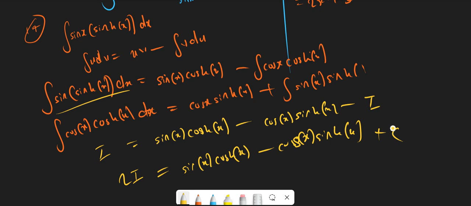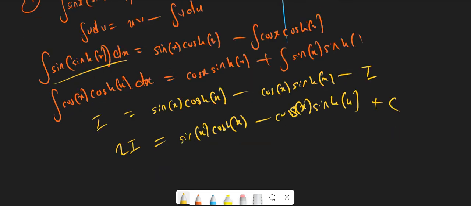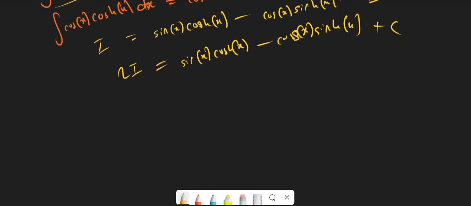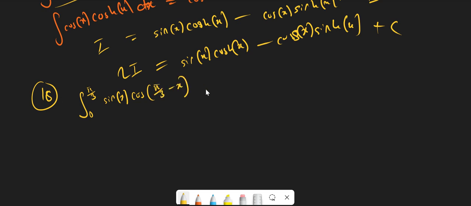So now let's do number 18. So we're almost there. Number 18 says that we should do the definite integral from 0 to pi over 3 of sine x times cosine of pi over 3 minus x dx.